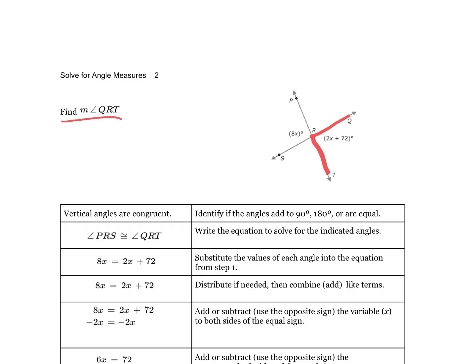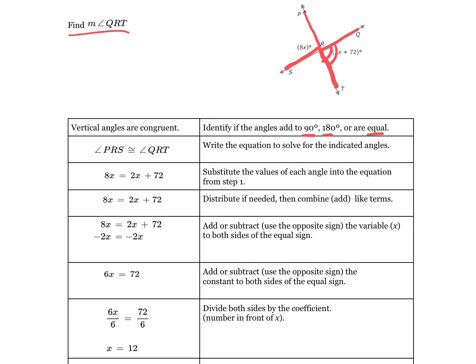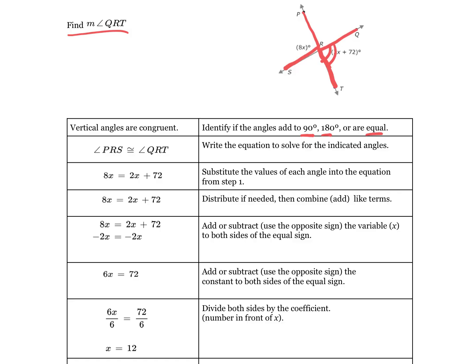We're always going to use the diagram to determine if my angles add to 90 degrees, 180 degrees, or if they're equal. So in this case, the two angles we're given are QRT and PRS. And by definition, they're vertical angles, so therefore they are congruent. Okay. So if the angles are congruent, then their algebraic expressions are going to be equal to one another. So my equation to solve is 8x equals 2x plus 72.